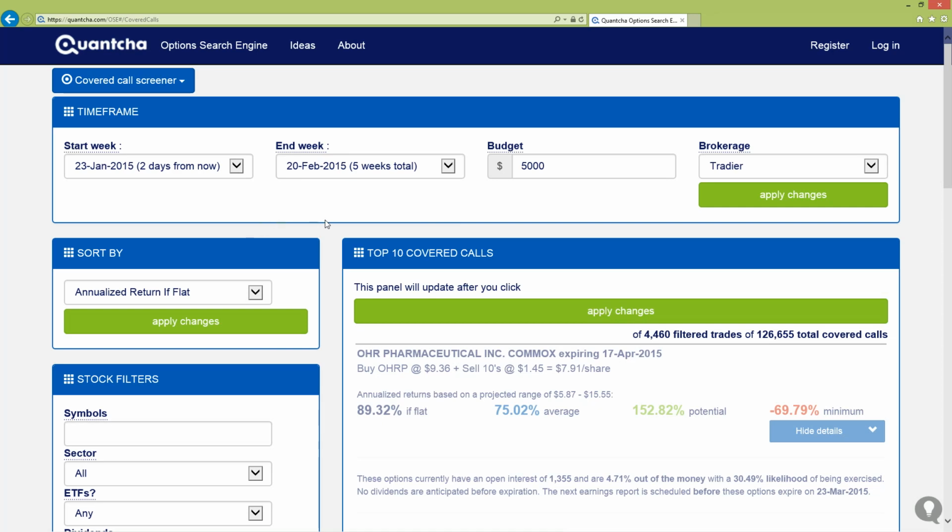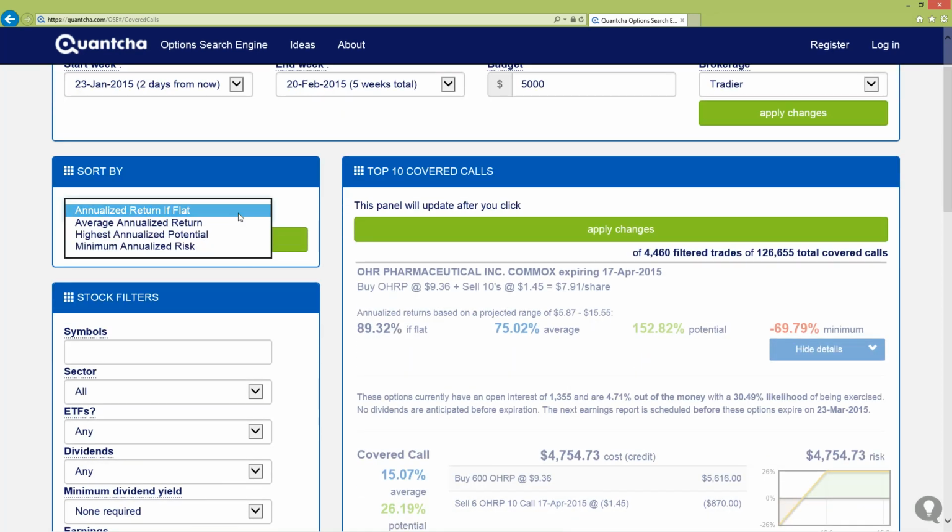Now what we can do is we can also slide down if we wanted to change how it's sorted. We could look at the average annualized return, or the highest potential, and the minimum annualized risk.